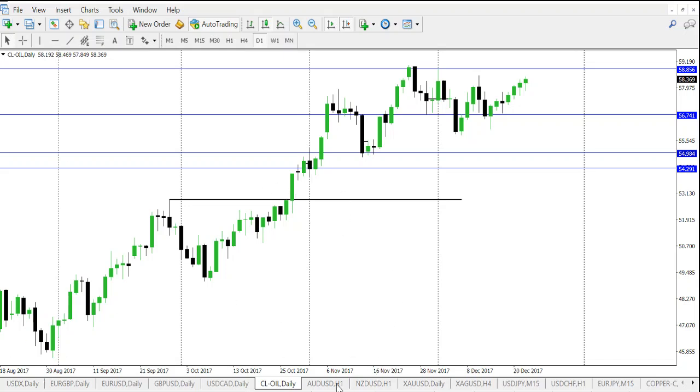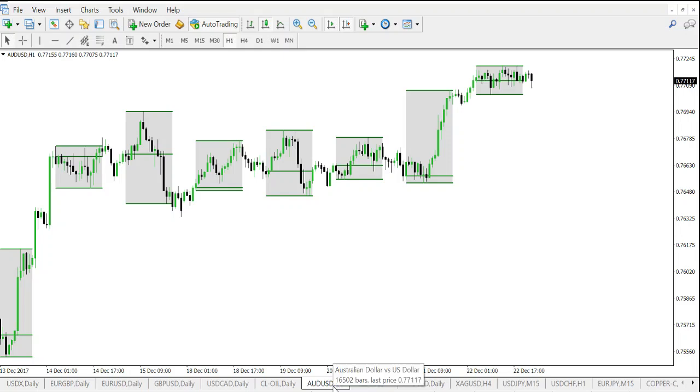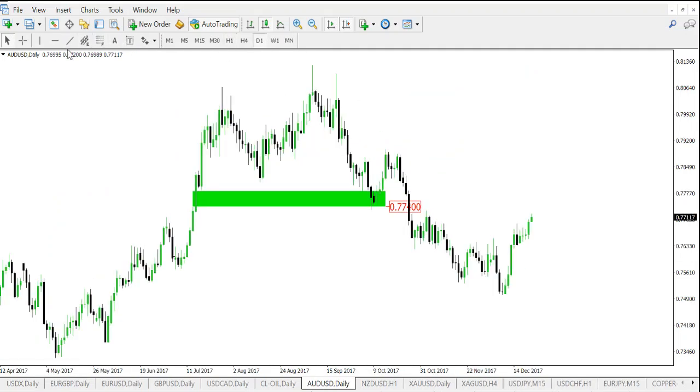The next, we go into the Australian dollar, US dollar. Again, this is the same thing as the EURUSD and the GBP. We get our directional bias from the US dollar index. So if the US dollar index is going down, this pair should be obviously going up. And you can see here, we've had a nice uptrend on the Australian dollar.